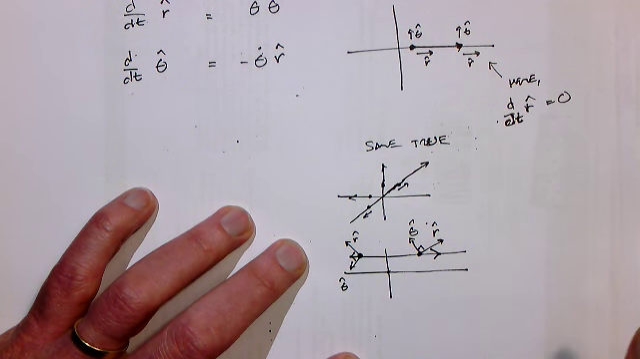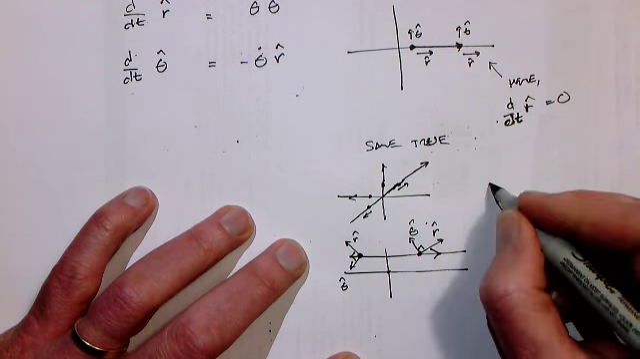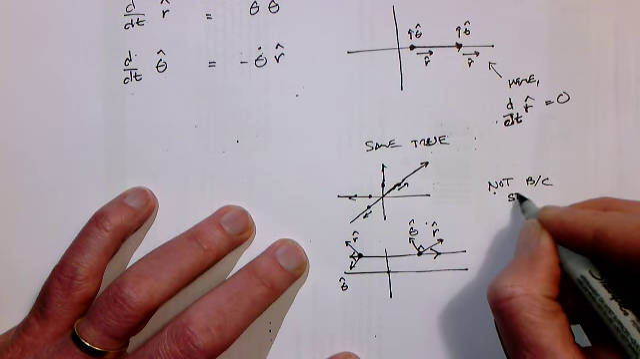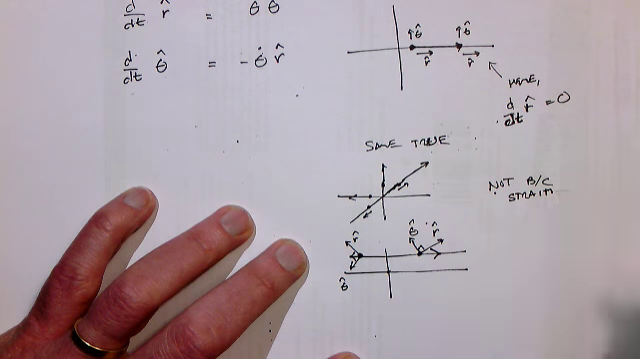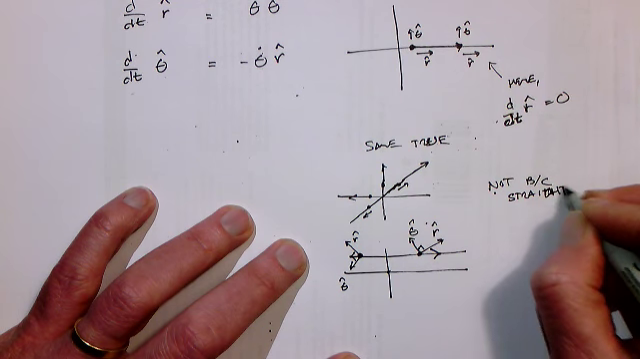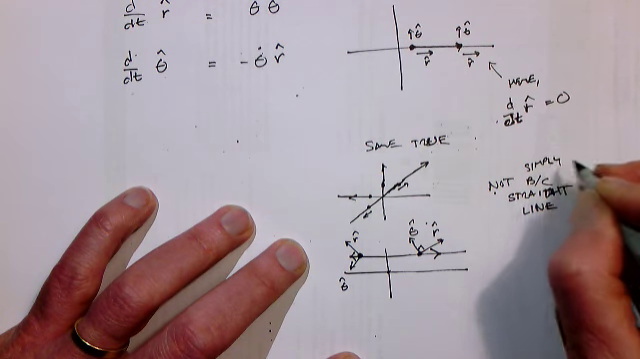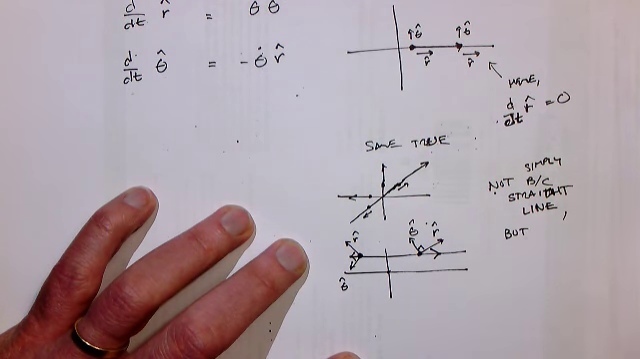So pretty clearly, it's not simply because it's straight line motion, but rather it's because theta is not changing.